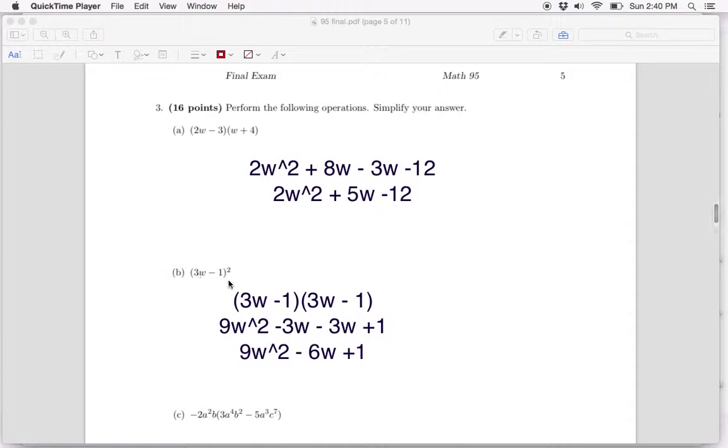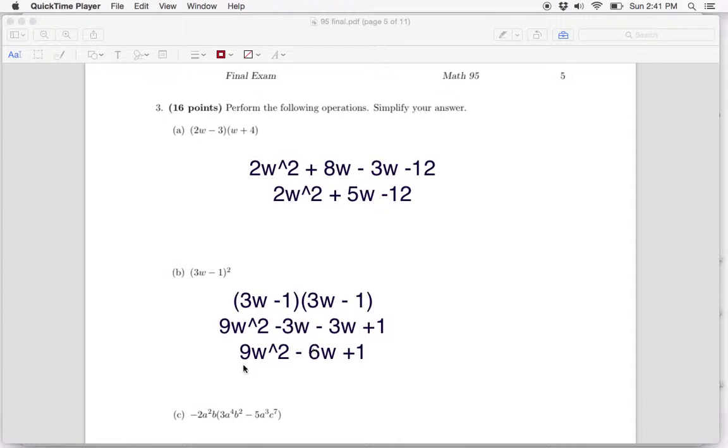This is the same problem, different numbers, but this square just means you're multiplying a second time like this. Everything inside the parentheses gets multiplied twice. So we do the same thing. We'll multiply the first ones. So we have 9w squared, and then negative 3w, and then another negative 3w from here, 1 here, and then 1 there. And then the plus 1 from negative 1 times negative 1 gives us positive 1.